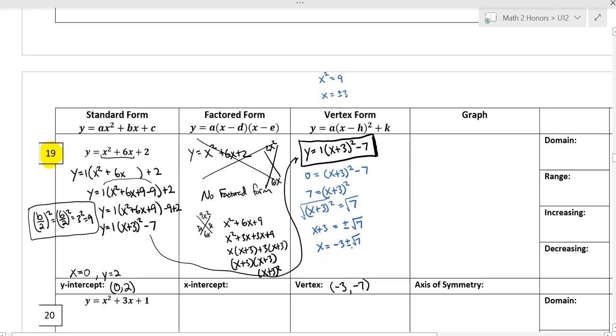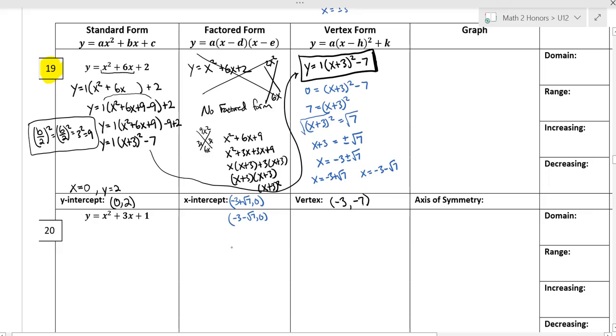And it's important that you know that that's two different numbers. One of them is going to be negative 3 plus the square root of 7, and the other one's going to be negative 3 minus the square root of 7. So my x-intercepts are negative 3 plus the square root of 7, comma 0, and negative 3 minus the square root of 7, comma 0.